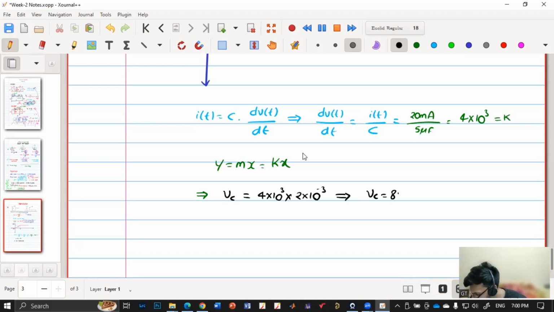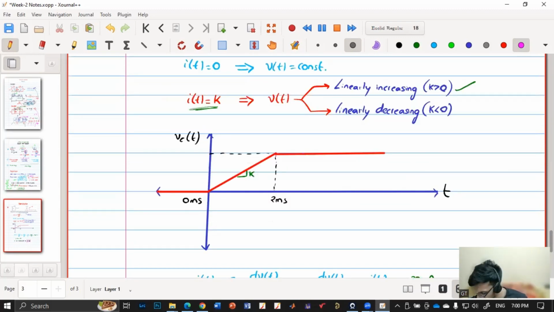So from this, I will get Vc is equal to 8 volts. So my Vc has increased to 8 volt in this duration. And after that, the capacitor current has become 0, so it will stay at that voltage. So this voltage is 8 volt. If you have any questions till this point, you may ask, or if you want me to repeat this again.